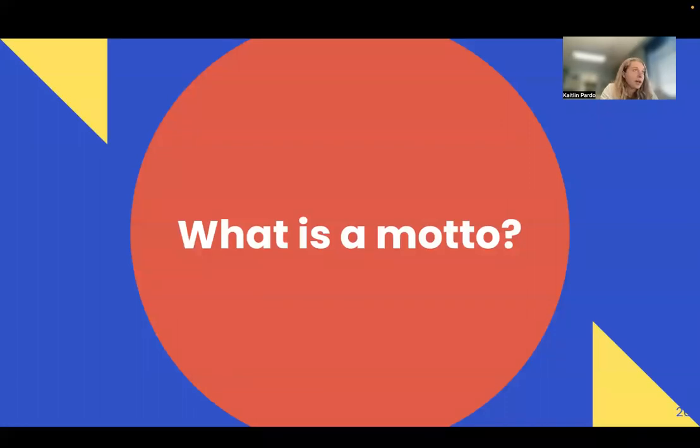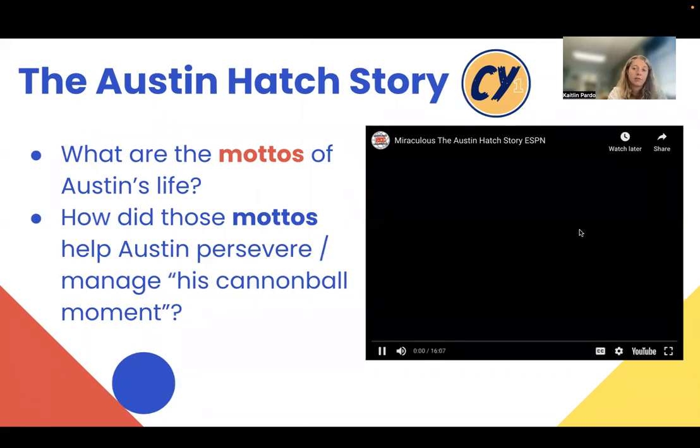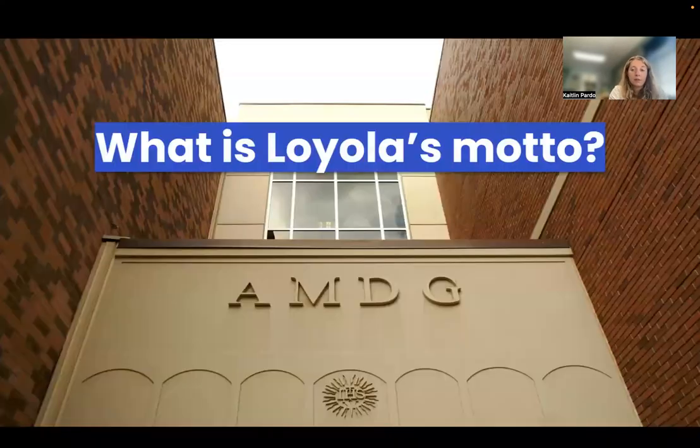So first, ask them what a motto is. It's a saying, a refrain. It's something to live by. They're going to watch this amazing story of Austin Hatch. They're going to write down in their CY planners on page 33 what the mottos of Austin's life are, and how these mottos help him persevere and manage his cannonball moment. And they should at this point know what a cannonball moment is because of the St. Ignatius Olive video. Then we're going to ask them what Loyola's motto is, if they haven't figured it out.